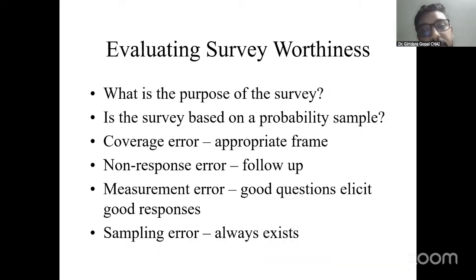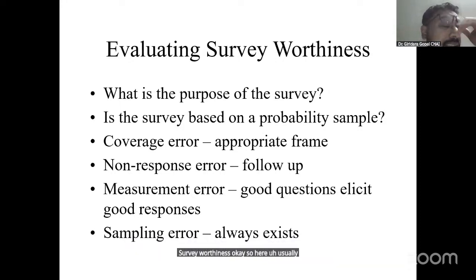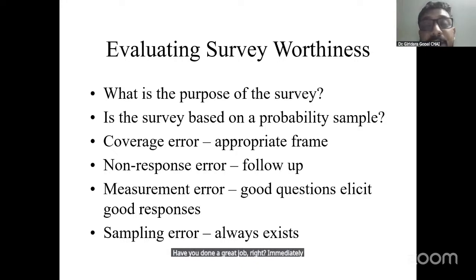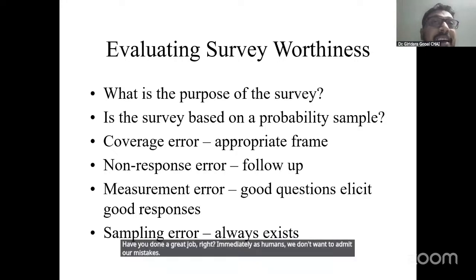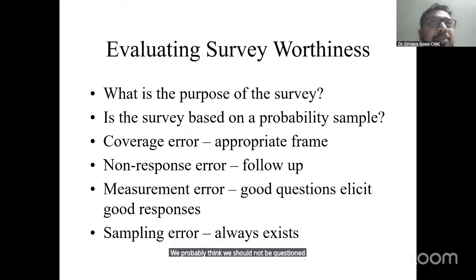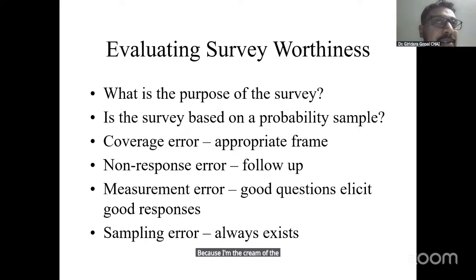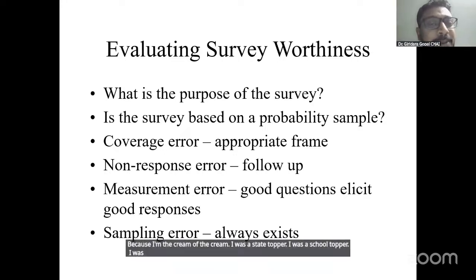Survey worthiness. Okay, so here, usually as a researcher, this is a question that I ask every time. Have I done a great job? Innately, as humans, we don't want to admit our mistakes. We always feel that we are superhumans. We are the great. We are the best. And as medicos, we probably have it a notch higher than the rest of the community. And let's admit it, we probably think we should not be questioned. We should not be told that, hey, you're wrong. We should not be told that, hey, I made a mistake, because I'm the cream of the cream. I was a state topper. I was a school topper. I was the AIIMS topper. I was the NEET topper, etc., etc.